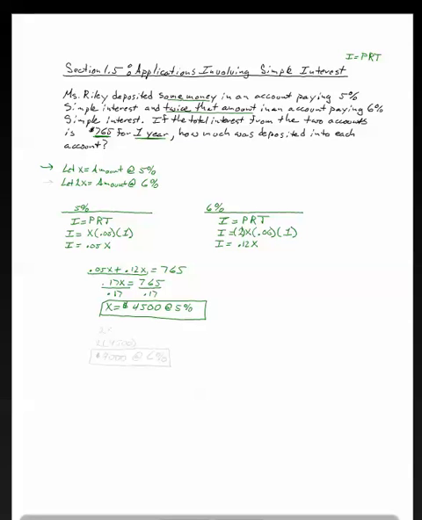For the next one, remember that twice that amount was invested at 6%. So 2 times x is really 2 times 4,500, which is 9,000. And that's at 6%.